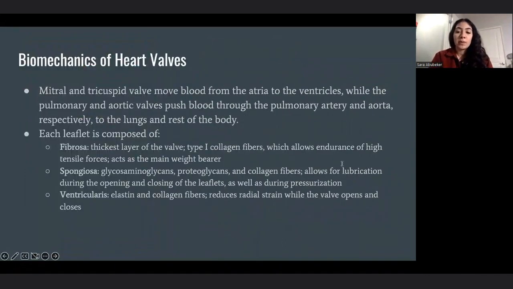So in order to comprehend how to approach treating valvular heart disease, the understanding of valvular mechanisms is crucial. First off, each leaflet is composed of the fibrosa, the spongiosa, and the ventricularis layer. The fibrosa allows for endurance of high tensile forces, and it's also the thickest layer of the valve and acts as the main weight bearer. Meanwhile, the ventricularis reduces radial strain while the valve opens and closes. And finally, the spongiosa allows for lubrication during the opening and closing of the leaflets, as well as during pressurization.